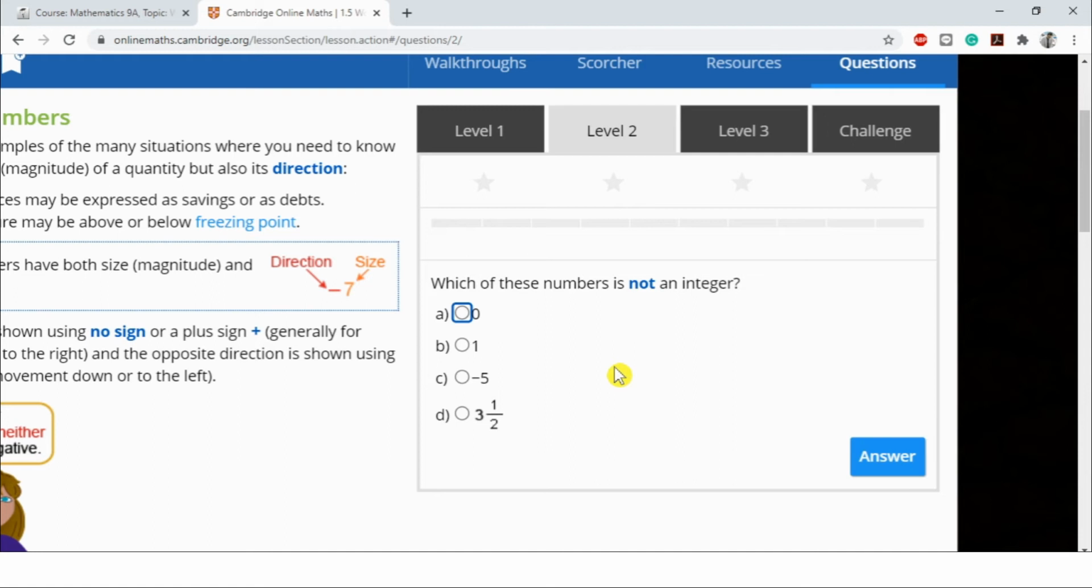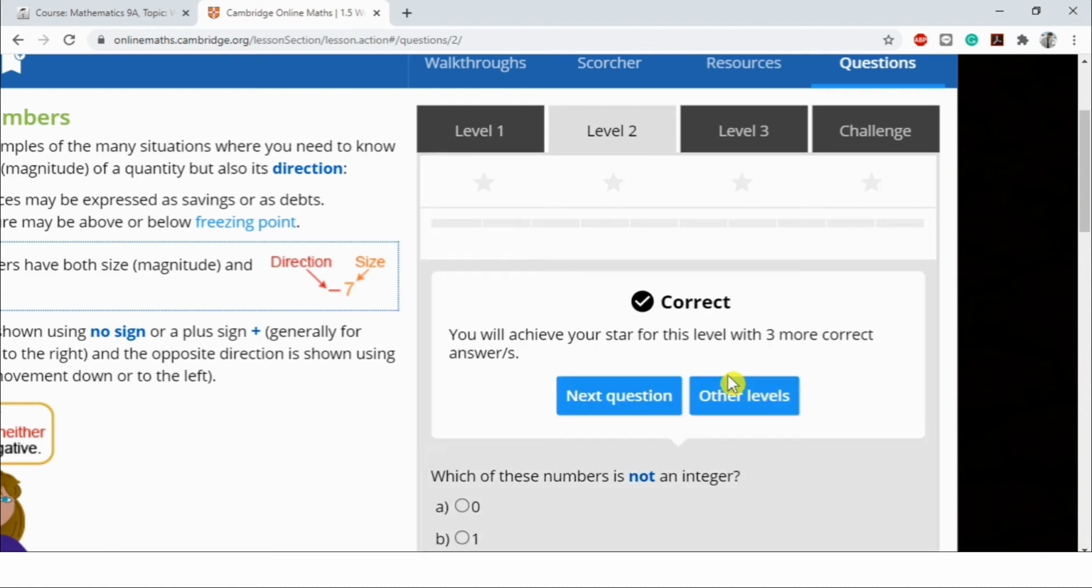Alright, if you still remember, integers are the numbers that include negative, 0, and positive. So, which of these numbers is not an integer? Of course, which one? Yes, it's D, right? Because it's a fraction, so it's not an integer. That's the correct answer.